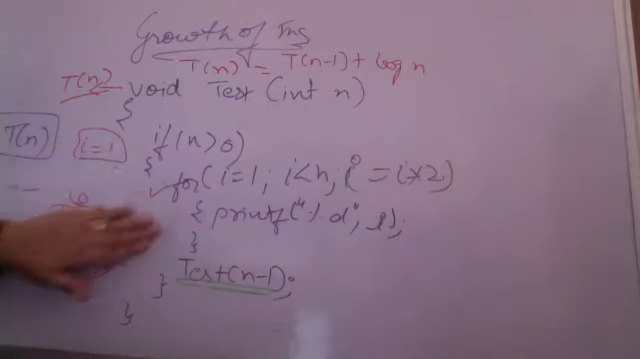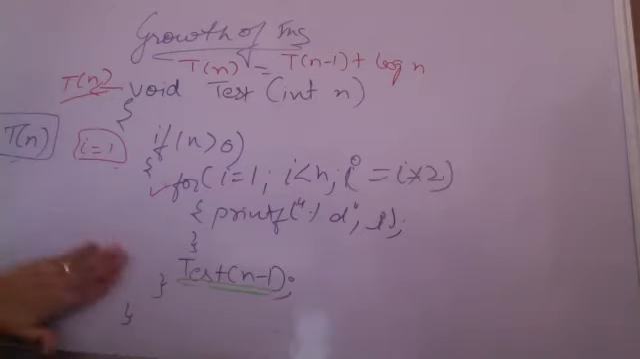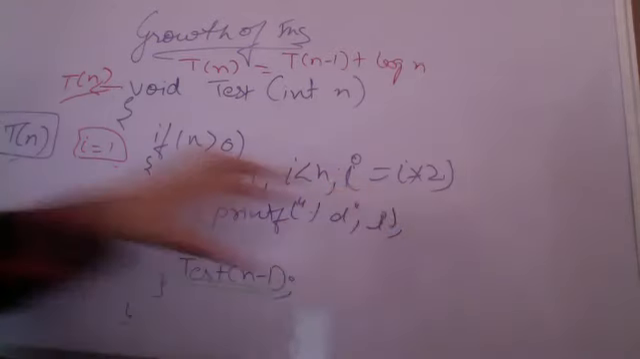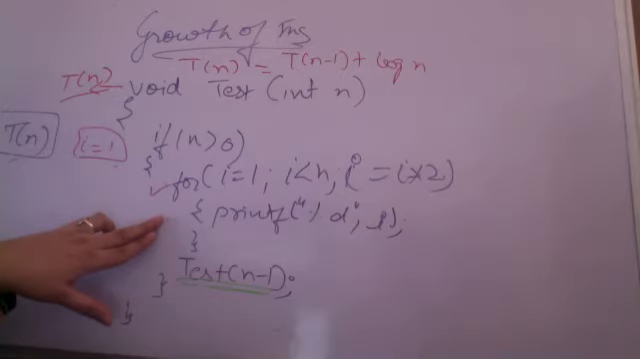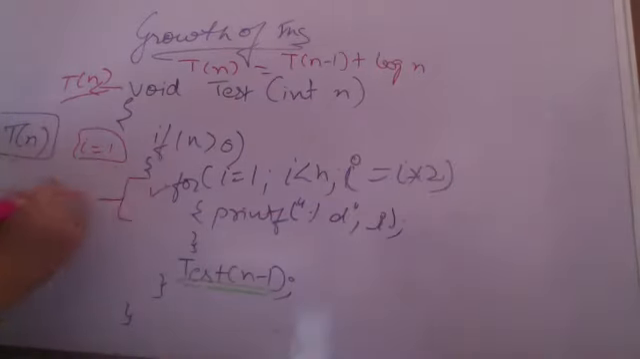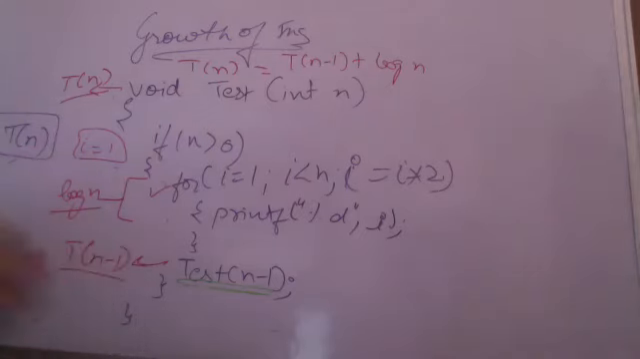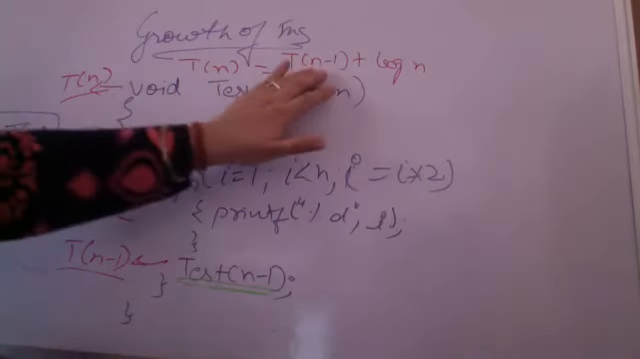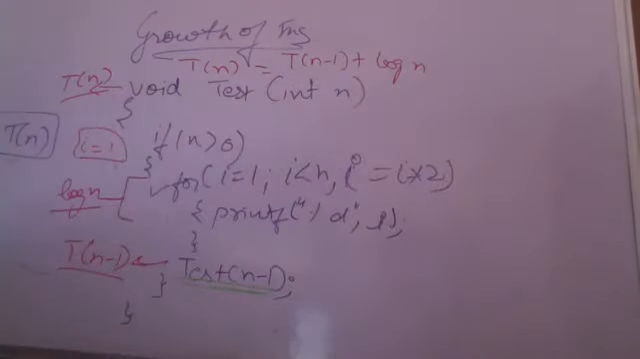Since I was changing the variable, if here it was only i plus plus, then n times the loop would have been running. Since i is changing by i into 2, that is why this loop is running for log n time. And this test(n minus 1) is taking whatever time the test function takes for the input n minus 1. That is why T(n) becomes T(n minus 1) plus log n. Is this clear to all? Yes, ma'am.